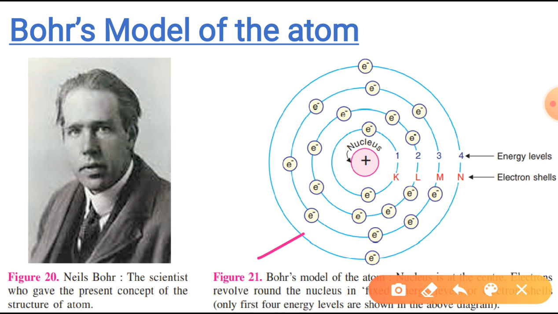Now, students, the orbits corresponding to n equals 1, 2, 3, 4 are also designated as K, L, M, N, etc. So you can see here on your screen that the first shell is known as the K shell, then the second one L, third M, and fourth one N.